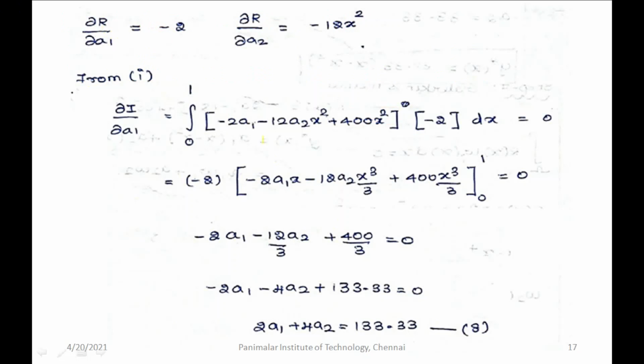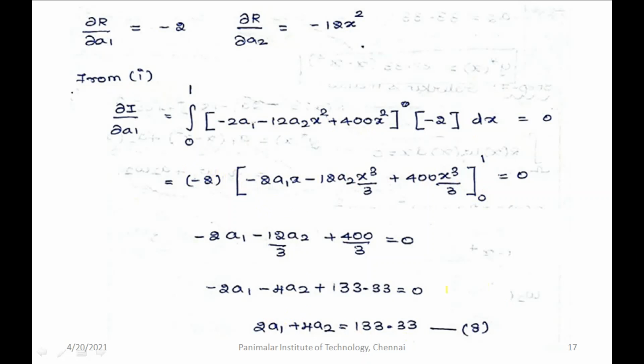So dou r by dou a1. Now we know what the residual function is: minus 2a1 minus 12a2 x square plus 400 x square is your r of x. When you differentiate this r of x with respect to a1, we will get only minus 2. Similarly, when you differentiate this r of x with respect to a2, we will get only minus 12 x square, right? Other terms become constants. So now dou r by dou a1 is equal to minus 2, and dou r by dou a2 is equal to minus 12 x square.